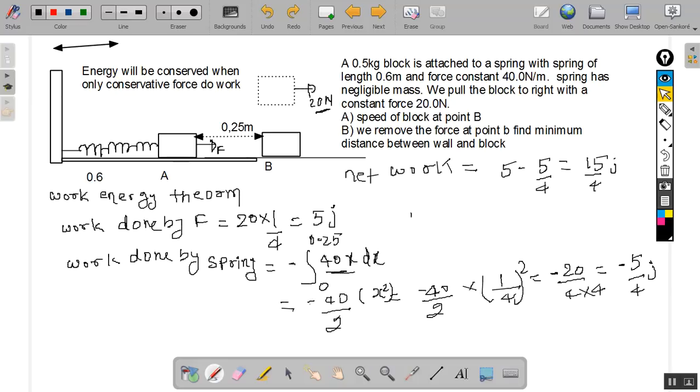Okay guys, and this should be equal to the change in kinetic energy. So 15/4 should be equal to the change in kinetic energy, which is half, 0.5, this is the final kinetic energy, into v square minus 0. Here initially this whole system is at rest.